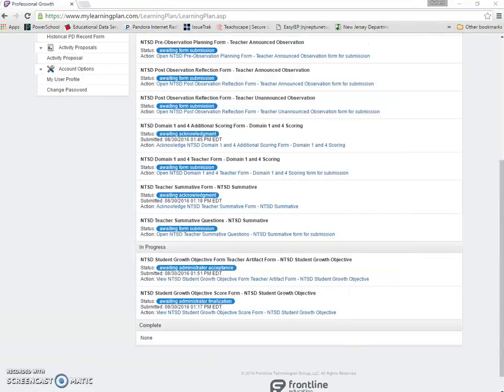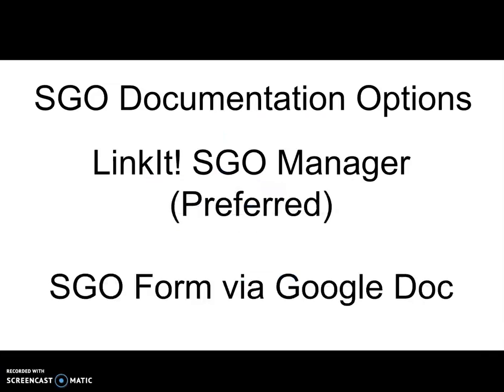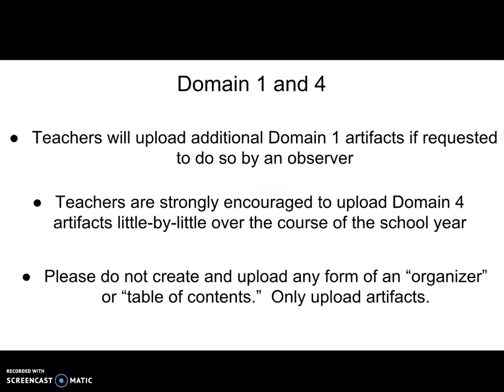Up next, let's go on to domains 1 and 4. Remember, all 22 Danielson components are scoreable within the context of an observation. However, domain 1 may be scored additionally by observers, and domain 1 artifacts may be uploaded only if requested to do so by an observer. Domain 4 is scored additionally by observers, and we ask teachers to upload supporting artifacts.